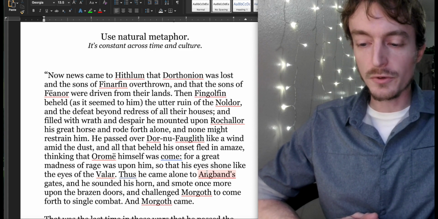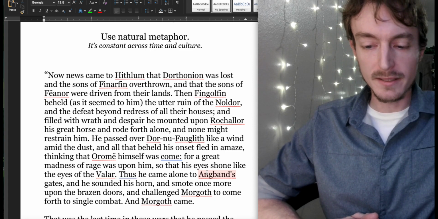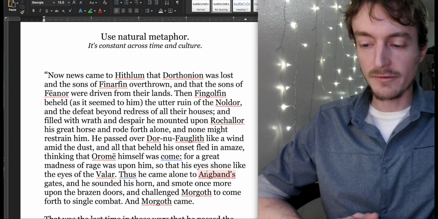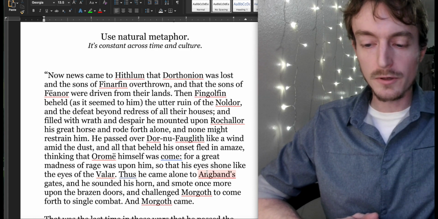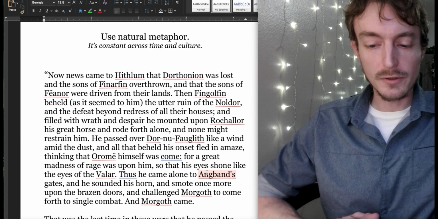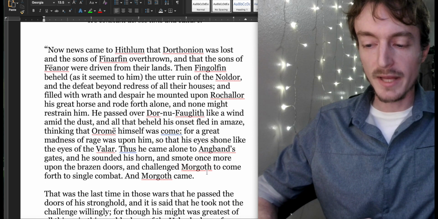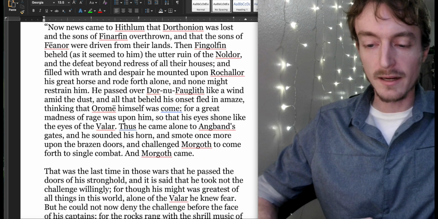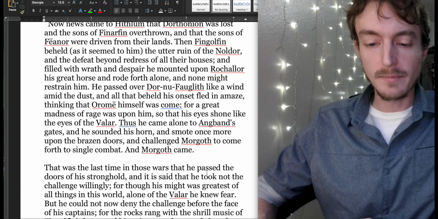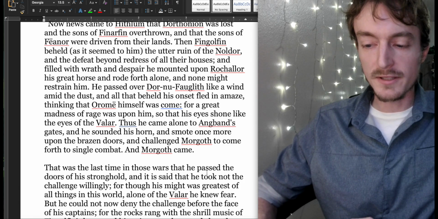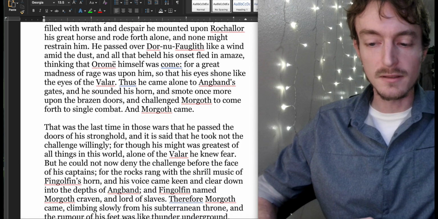He passed over Dor-nu-Fauglith like a wind amid the dust, and all that beheld his onset fled in amaze, thinking that Orome himself was come. For a great madness of rage was upon him, so that his eyes shone like the eyes of the Valar. Thus he came alone to Angband's gates, and he sounded his horn and smote once more upon the brazen doors, and challenged Morgoth to come forth in single combat.